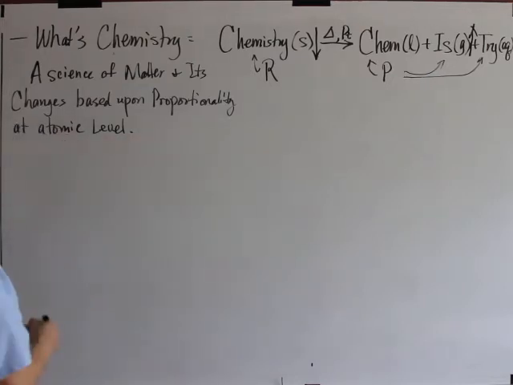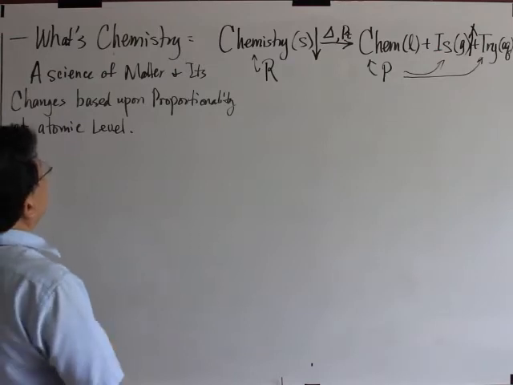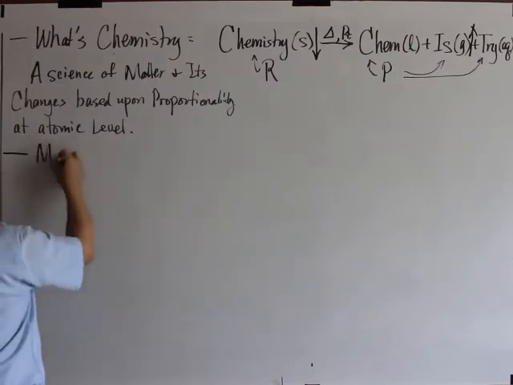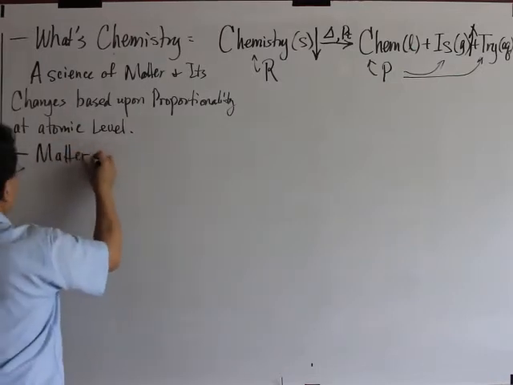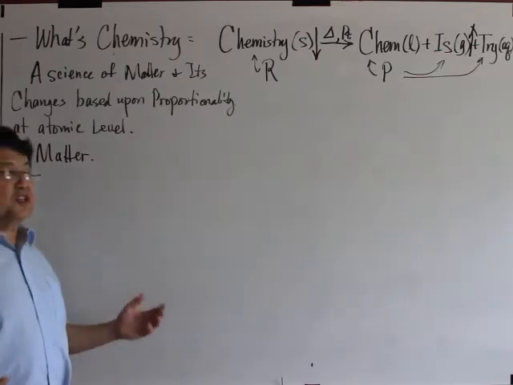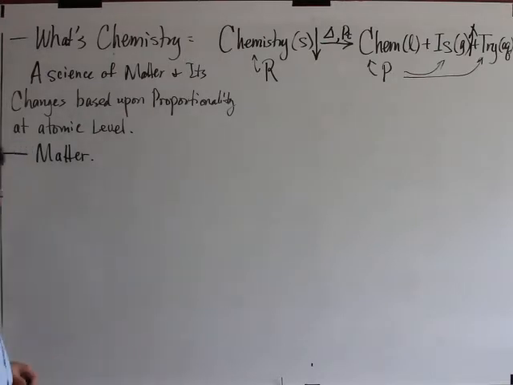So that's that definition, right? And then for chemistry, what is matter? Matter is a collective term for all kinds of substances, naturally existing or man-made. That is called matter. Now, under that category, we have the rest.